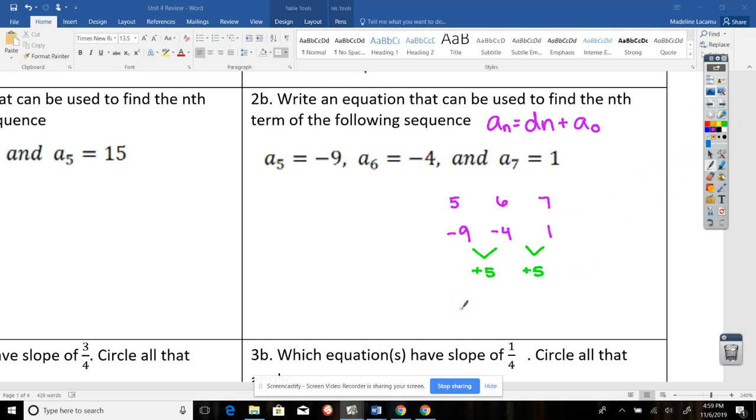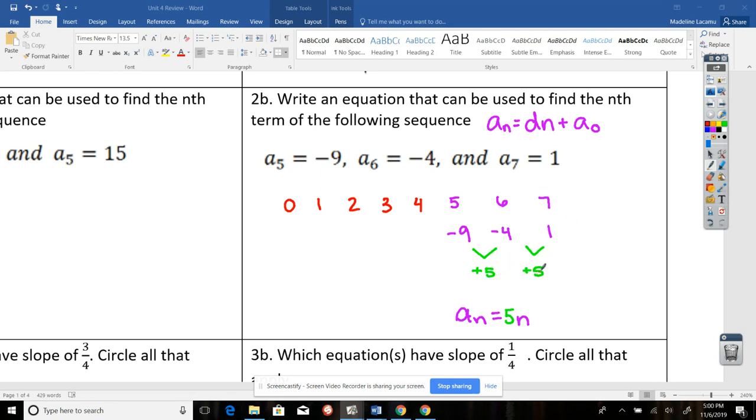So that means that our common difference here, so we're going to have a sub n equals, our common difference is a 5, so 5n. So again, we can't forget that n. Now the next thing that we need to find is our 0 term. So we're going to have to go backwards all the way to our 0 term, which means we're going to have to find term 4, term 3, term 2, term 1, and term 0.